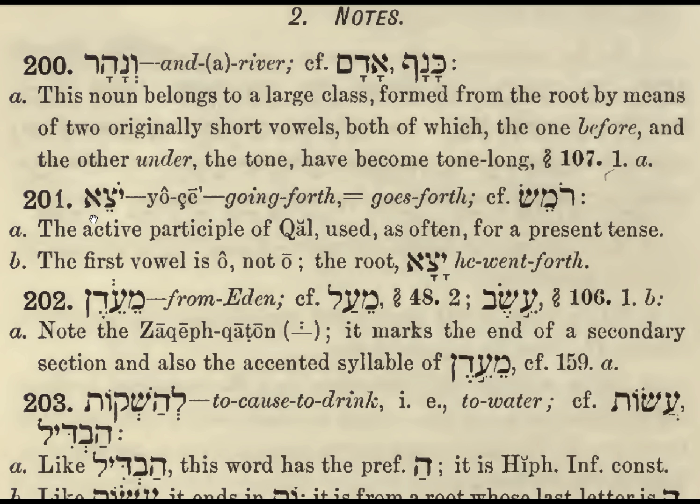Yotze, going out. In other words, goes out. Compare that with romes, creeping. The active participle of qal, used as often for present tense. The first vowel is o, the root is yatsa.